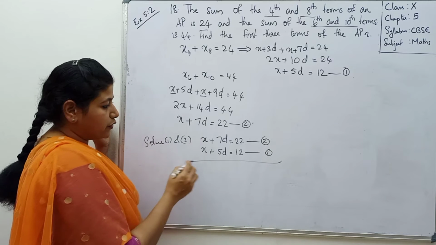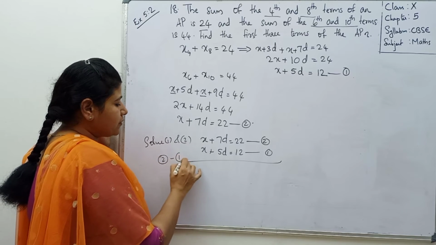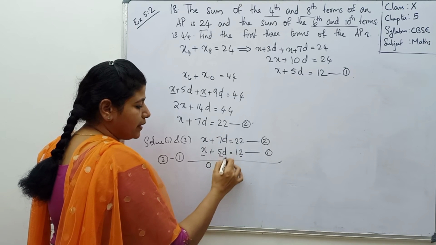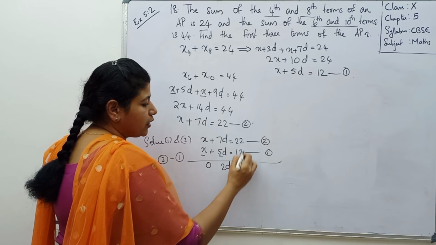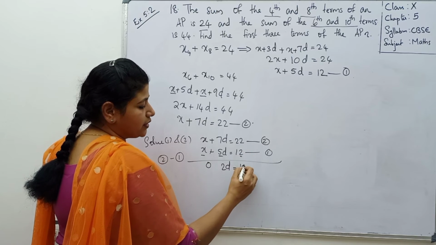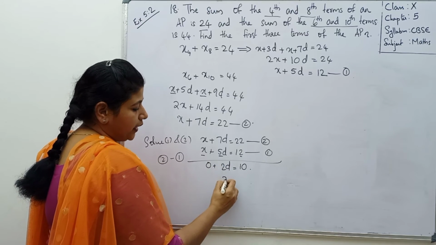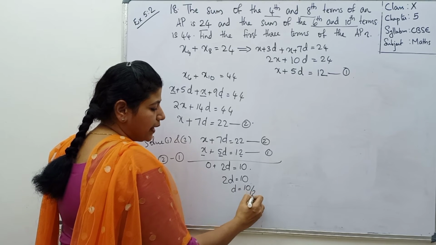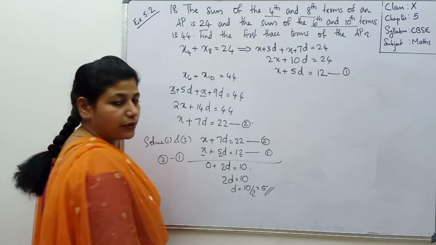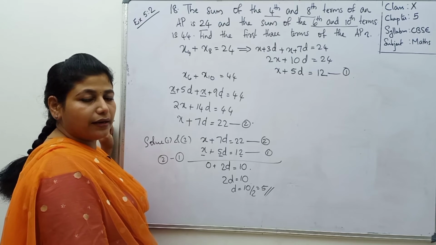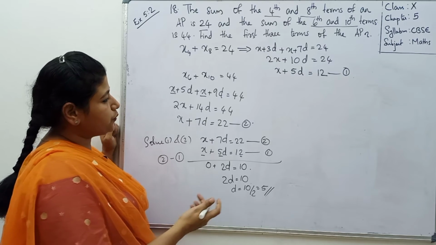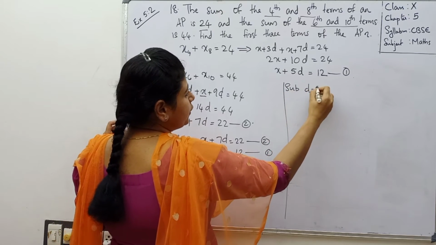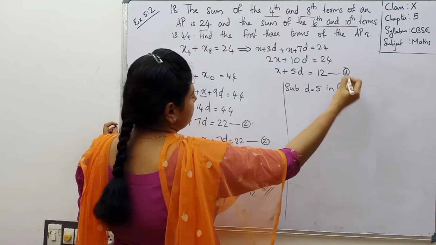What we can do? We have to subtract 2 minus 1. So I'm going to change all the sign. x minus x, 0. 7d minus 5d, 2d equal 22 minus 12, which is equal to 10. Okay, so 2d equal to 10, or we can write d equal 10 by 2, which is equal to 5. d equal to 5 എന്ന് കിട്ടി. ഇനി എന്താ നമ്മൾ ചെയ്യുക? We can substitute this 5 in 1 or 2.